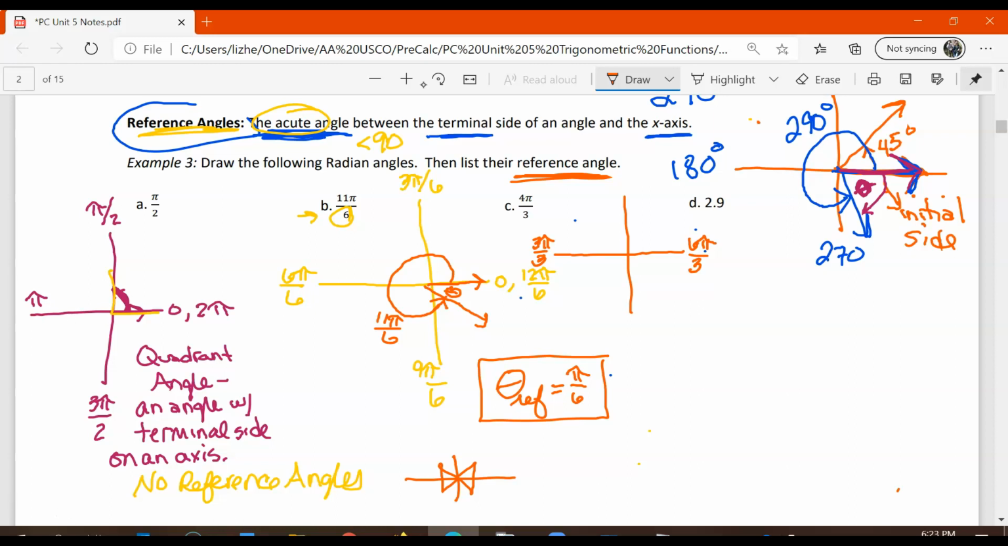So 4 pi over 3, just to go on with that, if we want, this would be 4.5 pi over 3, and this would be 1.5 pi over 3. But anyhow, 4 pi over 3 is going to take us, here's our initial side, and we go like this, and we get pretty close to here, and this is 4 pi over 3 right there. And now the question is, find the reference angle.